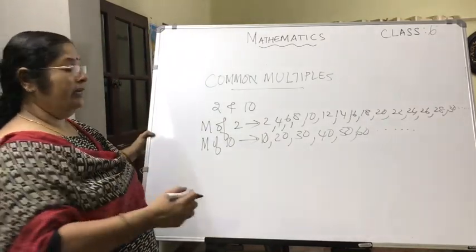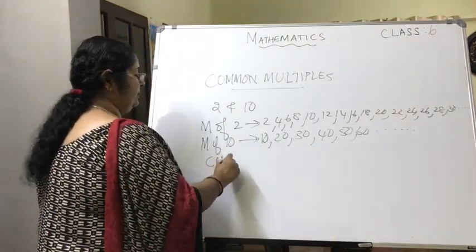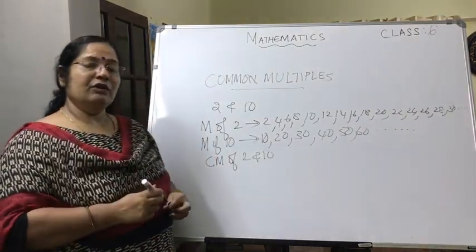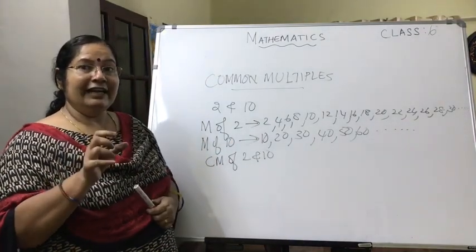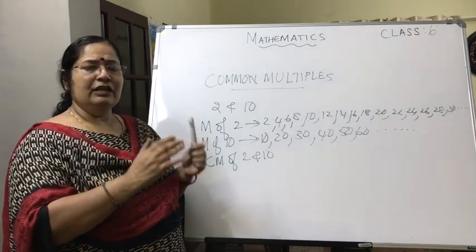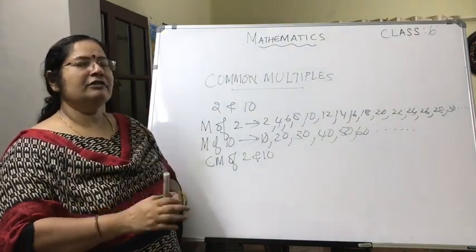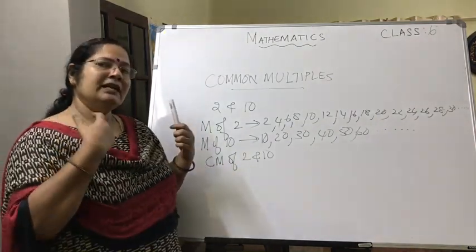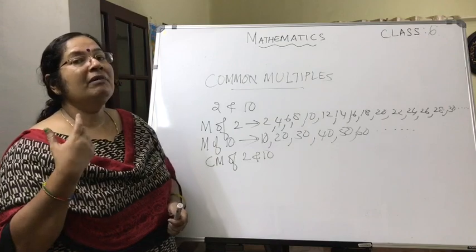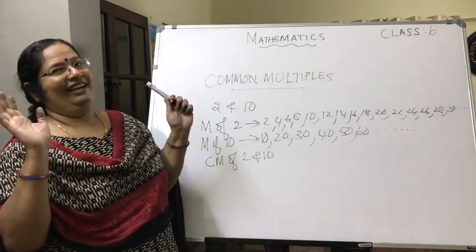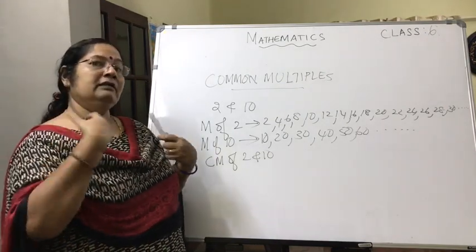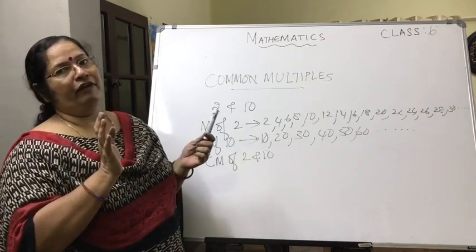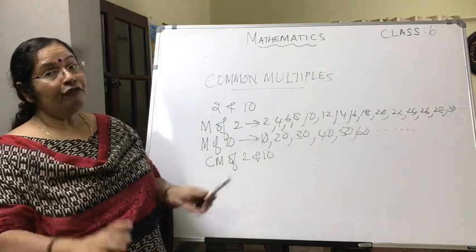Now what are you going to find? Common multiples of 2 and 10. See, factors are finite. Only a certain number of factors will be there, so when you find a common factor, there is a limitation. But here, since multiples are infinite, even the common multiples you find will be infinite. So you are not going to find all the common multiples of a given number. We are going to find only a few.